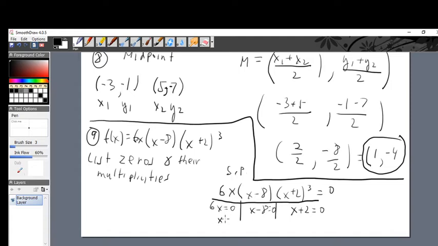That means that x equals 0. Here's one of our zeros. x minus 8 equals 0, plus 8 on both sides, so x equals 8. And over here, minus 2 on both sides, x equals -2. Here's our 3 zeros: 0, 8, and -2. Now, what's their multiplicity? Their multiplicity has to do with their exponent. This one has exponent 1, this one is also 1, and this one is 3. Those are the 3 multiplicities.